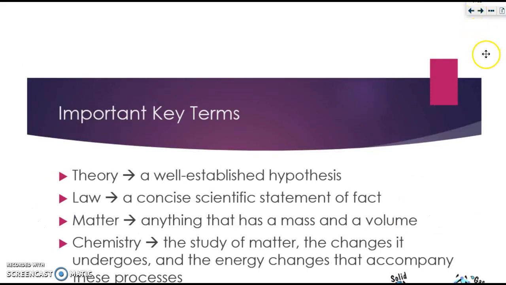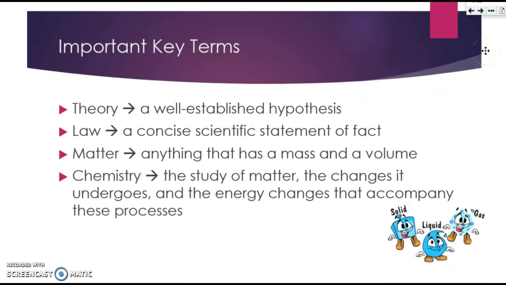Here are some additional important key terms that you must know. A theory is a well-established hypothesis. A law is a concise scientific statement of fact. The theory often tells us the why. So why does something take place? Where the law is going to tell us how it takes place.